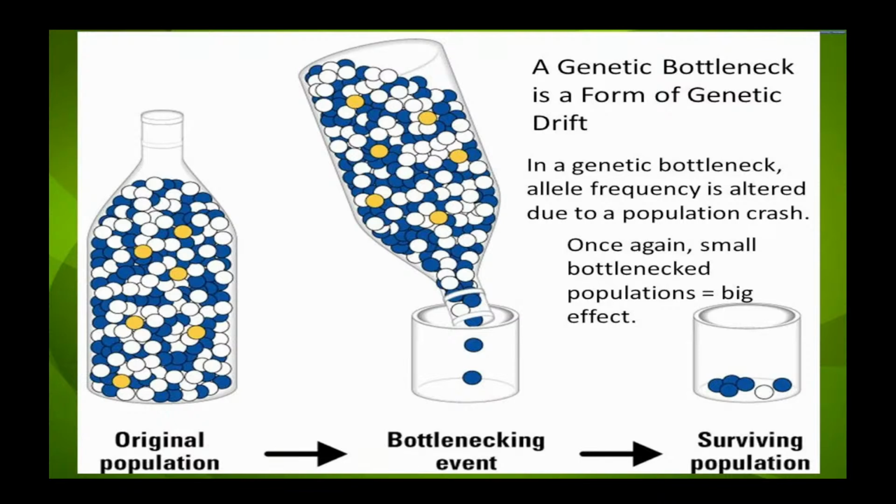So in the bottleneck effect, allele frequency is altered due to a population crash. When something extreme happens, it causes a rapid decrease in the number of organisms in a population, and it does not depend on natural selection. The organisms which survive give rise to a new population with a new genetic pool which differs from the genetic pool of the old population.